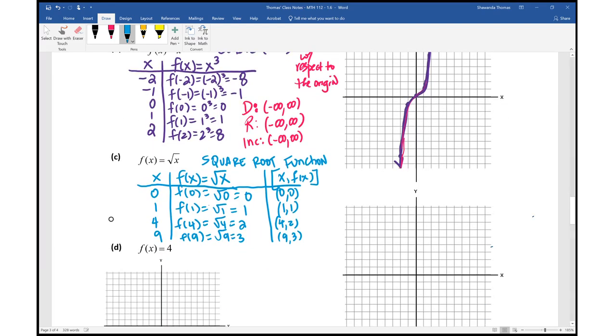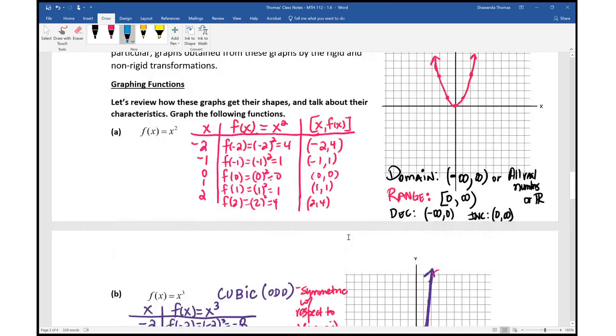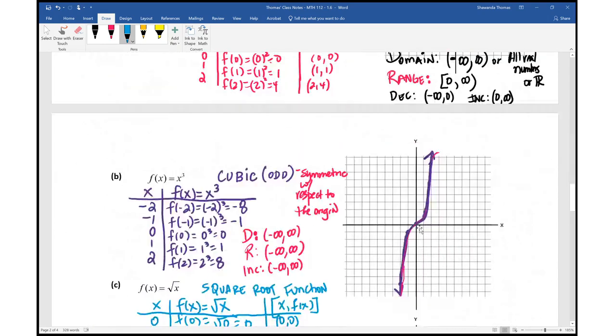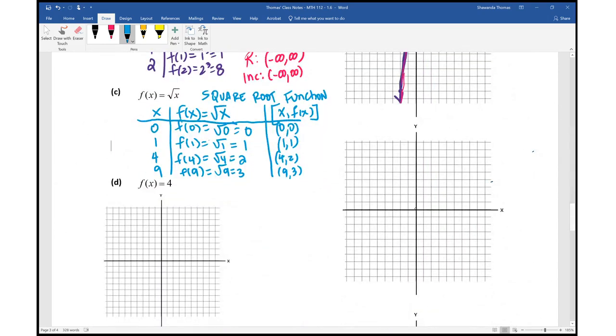So we discussed the square root symbol. We said it's going to look like the shape of a rainbow. So we're going to start here at (0, 0), (1, 1). So it's doing something like this, all right? And we've got to curve it a little bit. We know it's not a line. It's got a curve like a rainbow, all right? So that is the square root function.